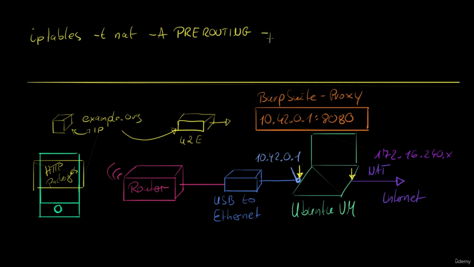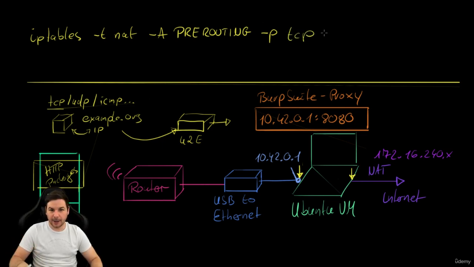So -P. And then we've got different protocols. We've got TCP, we've got UDP, we've got ICMP, and a lot more. HTTP requests are regarding TCP. So therefore, we only want to forward packages which have the protocol, or which are from the protocol type, TCP.